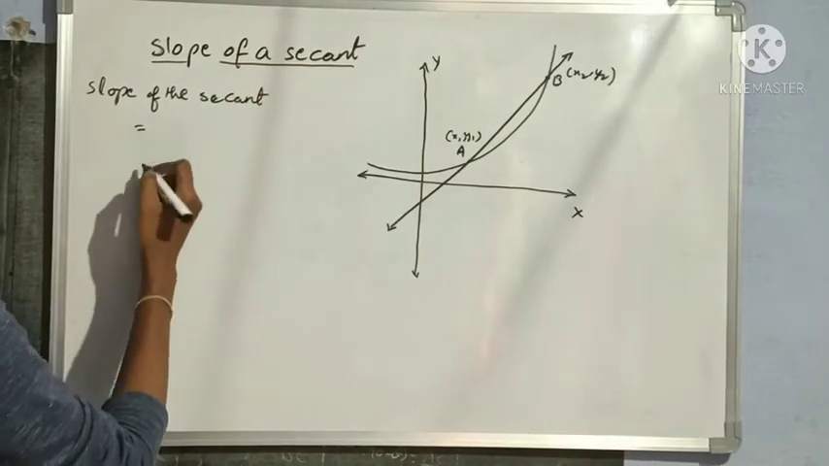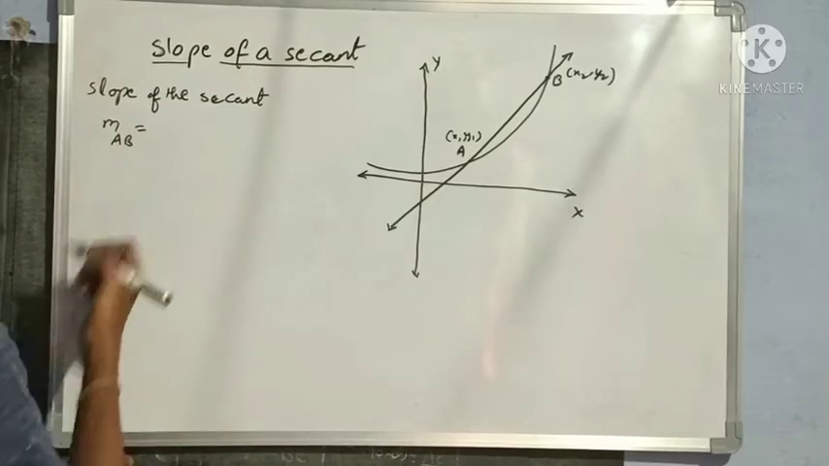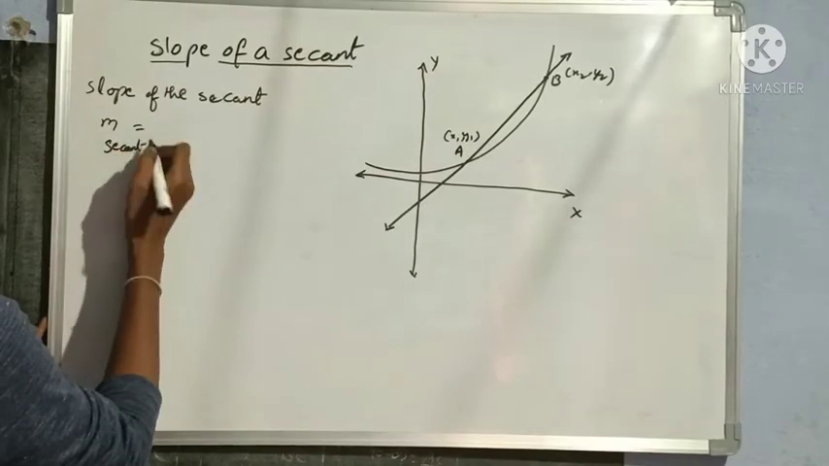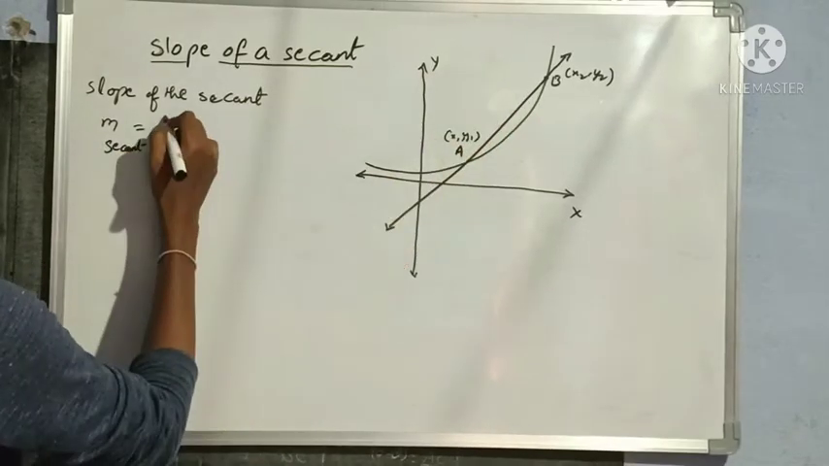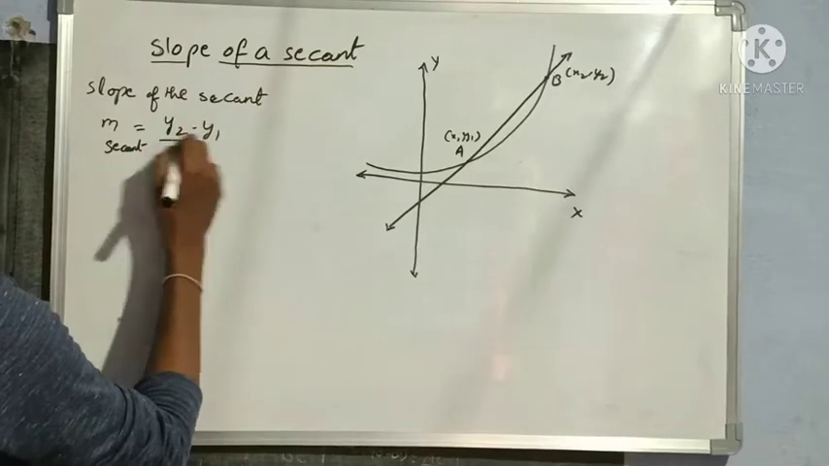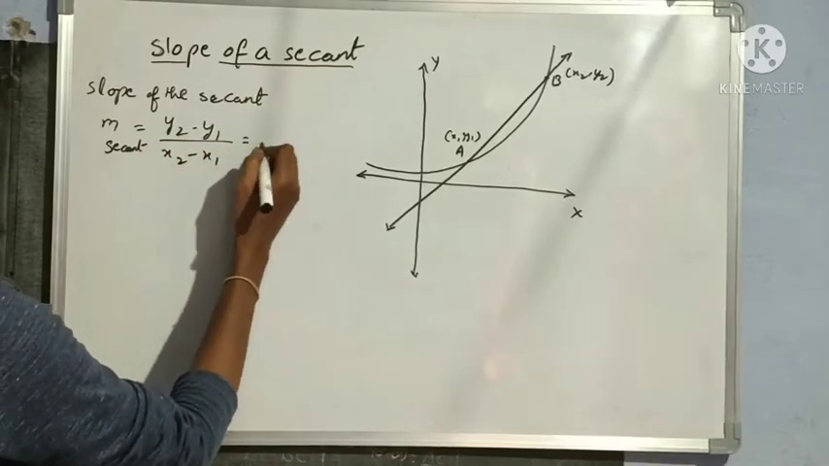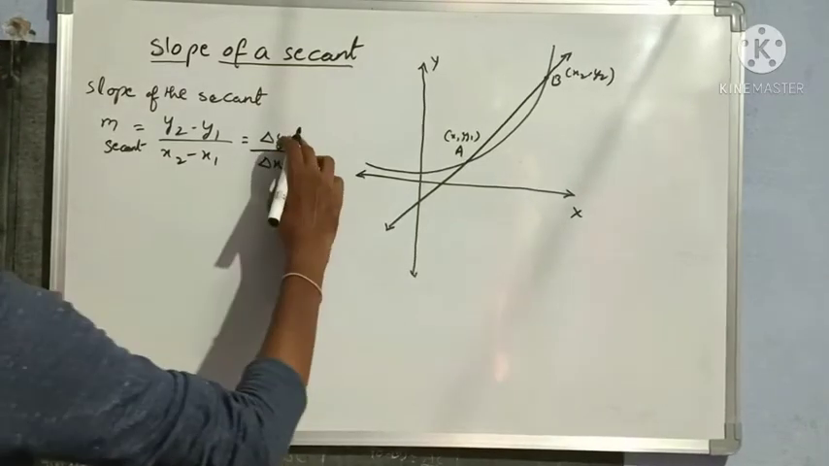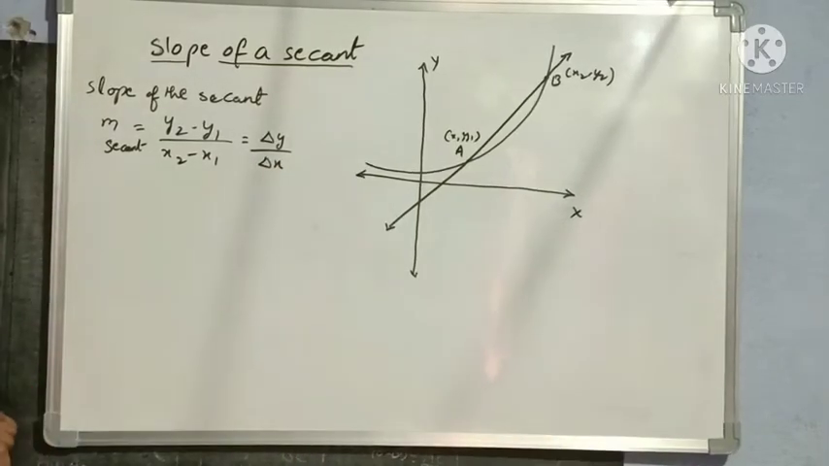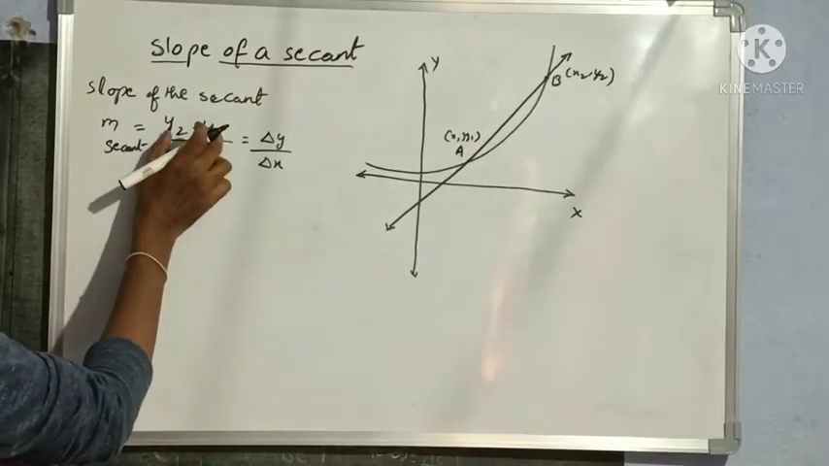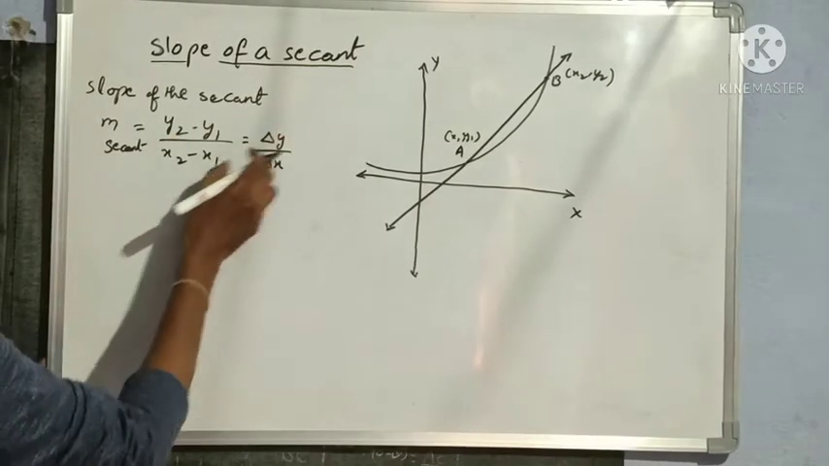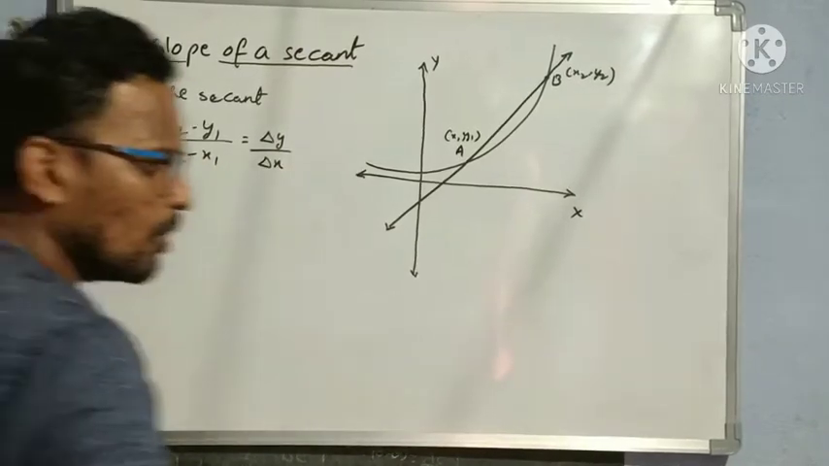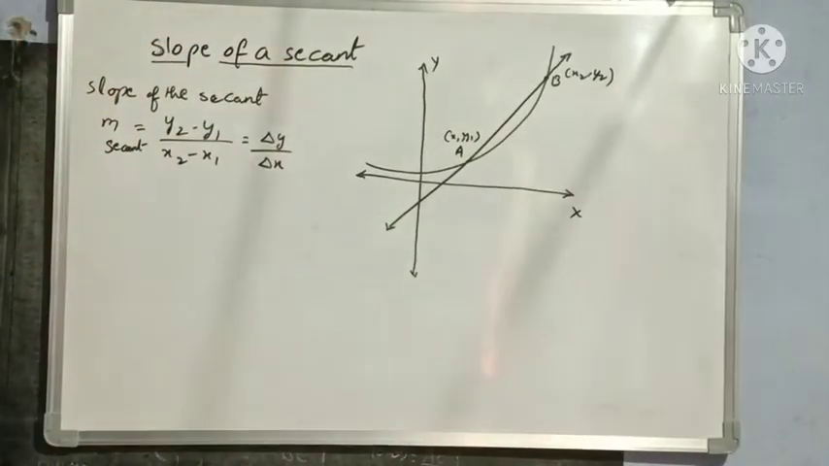So slope of the secant, I can write as MAB, if not M of secant, is equal to, already we have taken, y2 minus y1 by x2 minus x1. That is nothing but delta y by delta x, change in y coordinates by change in x coordinates. Change is nothing but difference. Difference of y2 minus y1 is delta y, and difference of x2 minus x1 is delta x. Already I have shown how we can convert a secant into a tangent.